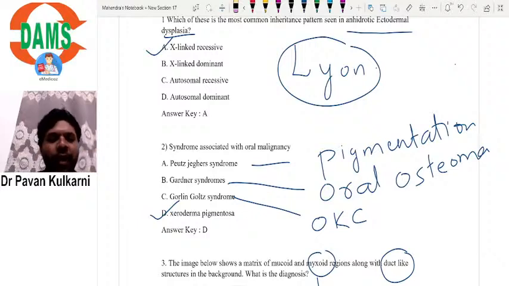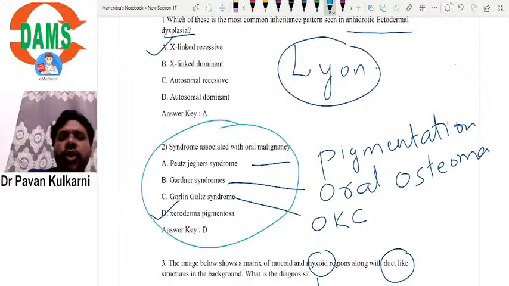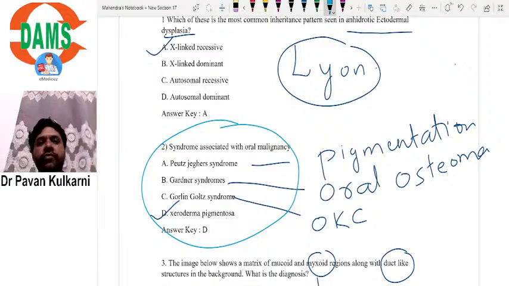For example, see how I have discussed this question. I could have directly told you xeroderma pigmentosa. Now, you have to remember that in Peutz-Jeghers syndrome, what is the oral feature? In Gardner syndrome, what is the oral feature? That is the pattern or way of studying for the exam.